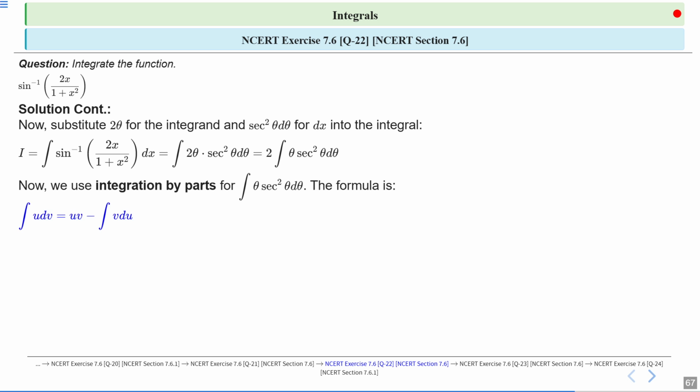So now substitute 2 theta for the integrand and sec square theta d theta for dx. The integral becomes the integration of 2 theta into sec square theta d theta, that is 2 into the integration of theta sec square theta d theta. Now we apply integration by parts for the integration of theta sec square theta d theta. We choose theta as u and sec square theta as dv.